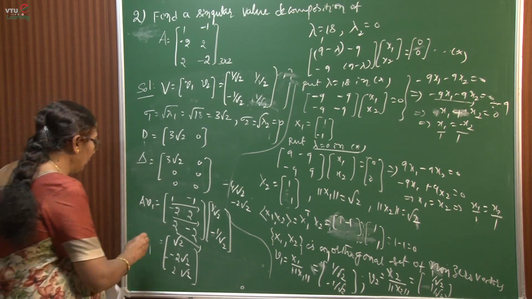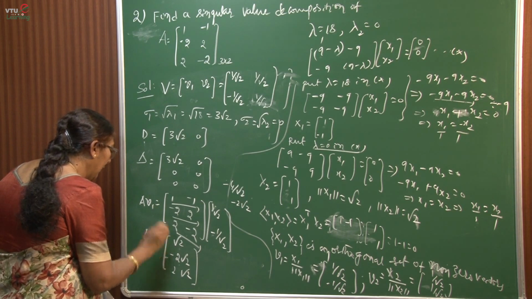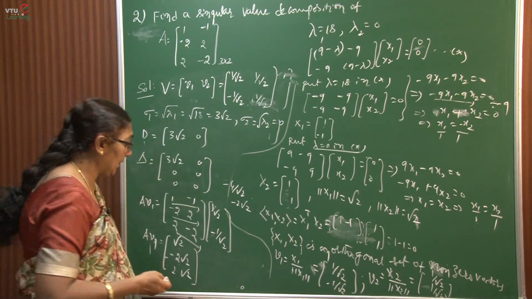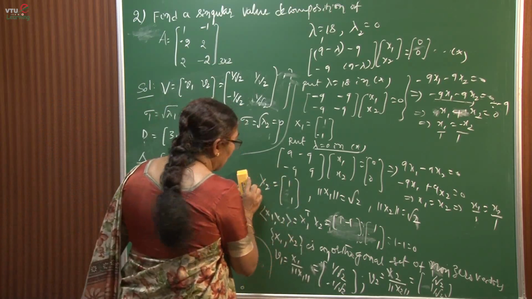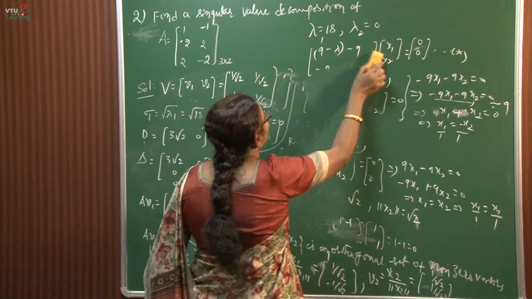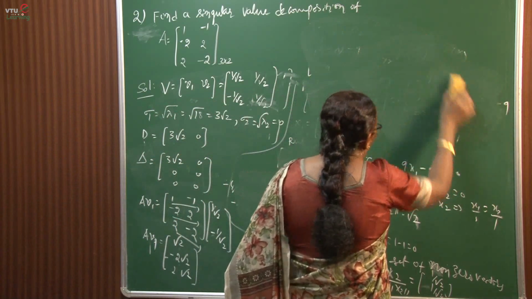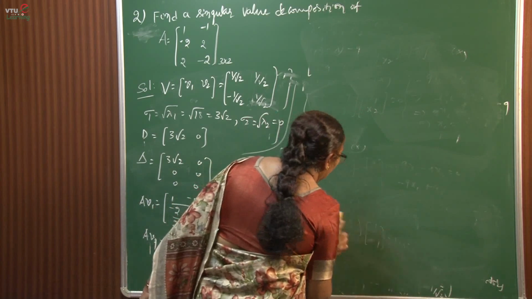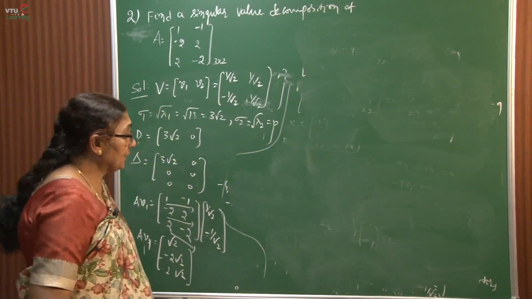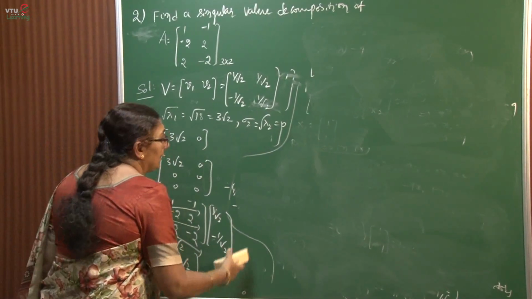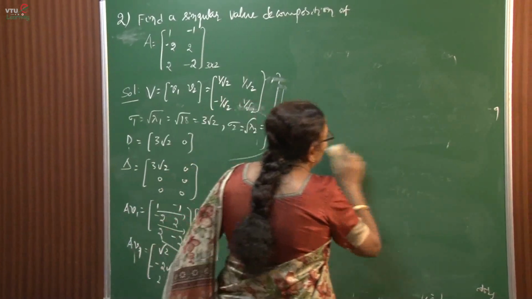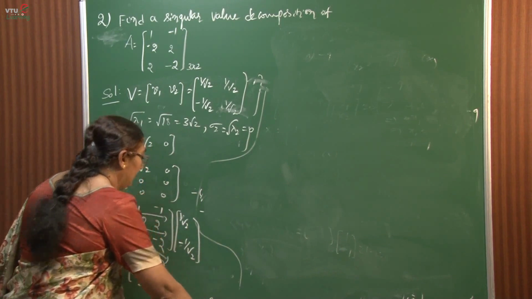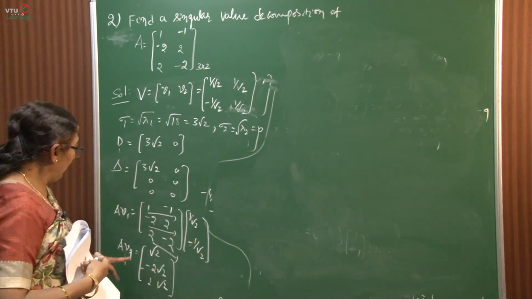Once we get AV1, I am not finding AV2, because I require the number of rows, which is 3. How many unit vectors do I require? I will explain this part, so carefully observe this. The next step is very, very important. In this step, what we are going to do is, I am not finding AV2.